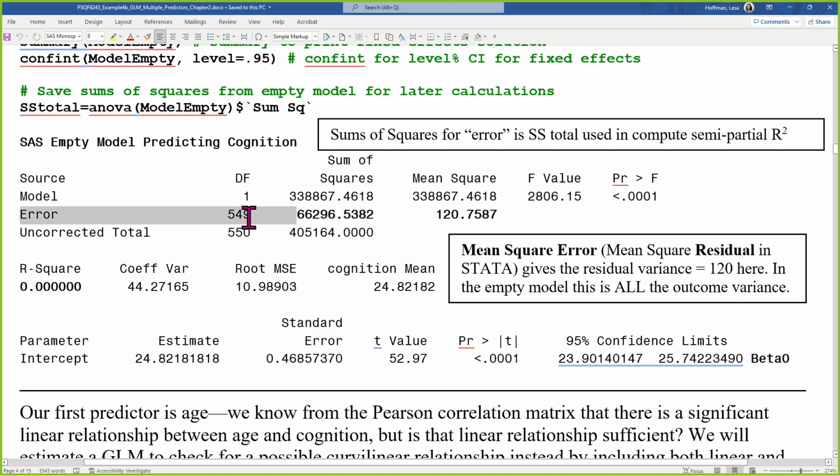If I divide by sample size minus 1 for the intercept, that gives me my residual variance right there. So that's all the variance that there is to be had in cognition. We can see then how much of it is accounted for by each of our sets of predictors.